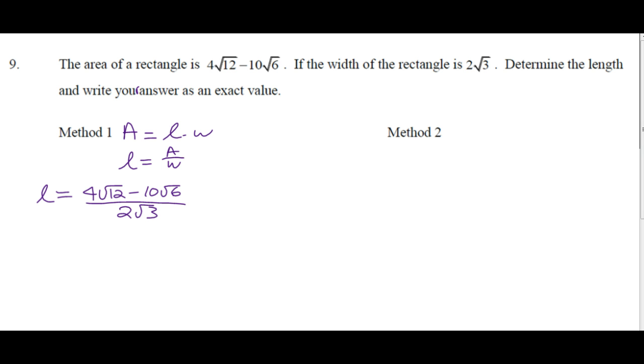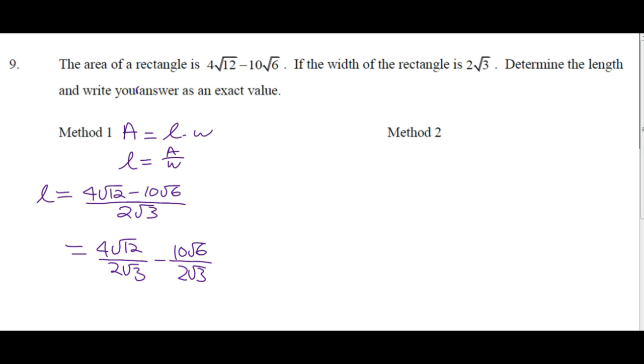So, okay, now how do we handle this? On the top... No, I wouldn't do that. Will 2 root 3 go into 4 root 12? Yeah, and will it go into 10 root 6? Yeah, so you look at 4 is divisible by 2 and 12 is divisible by 3. So this will divide evenly into this. So what method could we use? Well, we could write it like this. 4 root 12 over 2 root 3 minus 10 root 6 over 2 root 3.